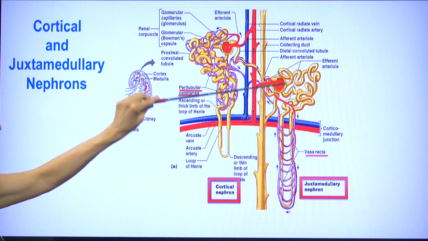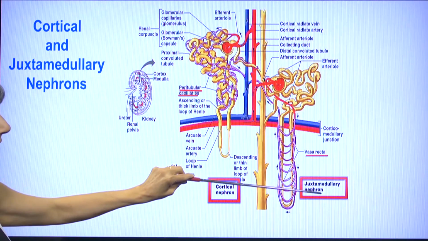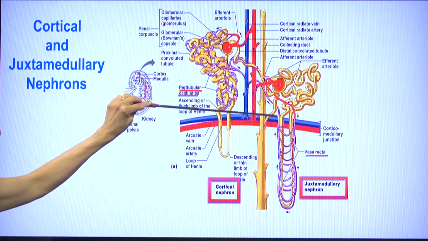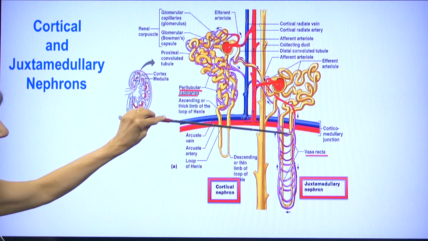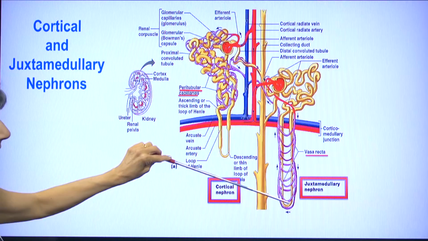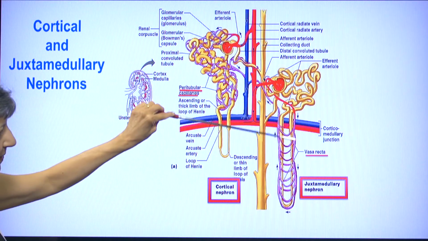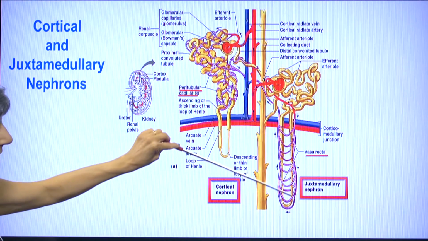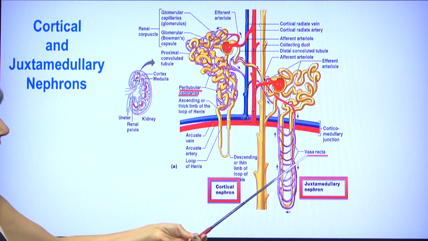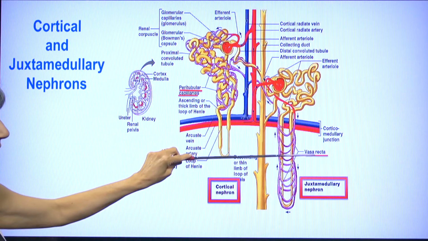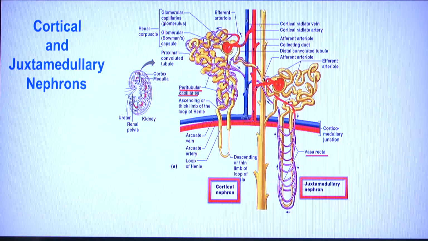This is a juxtamedullary nephron. It is closer to the medulla. And here, this is my loop of Henle. It is surrounded by peritubular capillaries that have more or less straight branching around the loop of Henle, and we call these the vasa recta, these straight vessels. We're going to talk about the importance of this as we discuss the reabsorption in the loop of Henle.